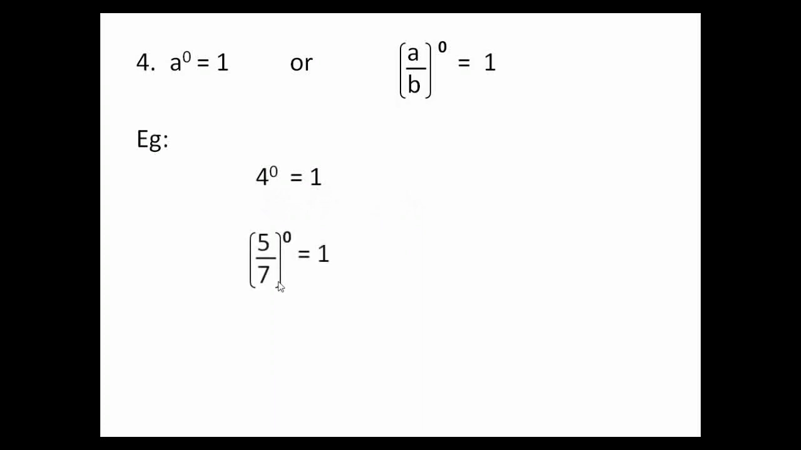Next, a to the power 0 will be equal to 1. Just remember, anything raised to the power 0 will always result in 1. So here if we have a by b whole raised to the power 0, it means it is 1. Let's take for example 4 raised to the power 0 will result in 1. 5 by 7 whole raised to the power 0 will also result in 1.